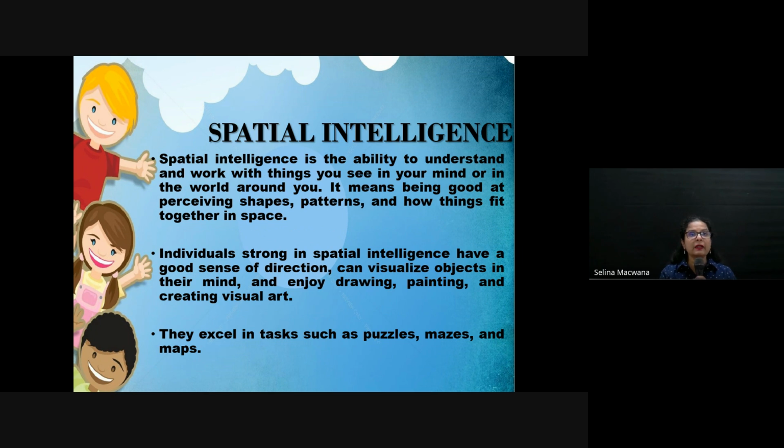Okay, so these kinds of learners can easily imagine how something will look from different angles, or how different pieces would fit together. Okay, so they might be good at reading maps, solving puzzles, or even creating art. And they excel in tasks like puzzles, maps, mazes, creating diagrams, or designing and organizing physical spaces. Okay, so very good at that.